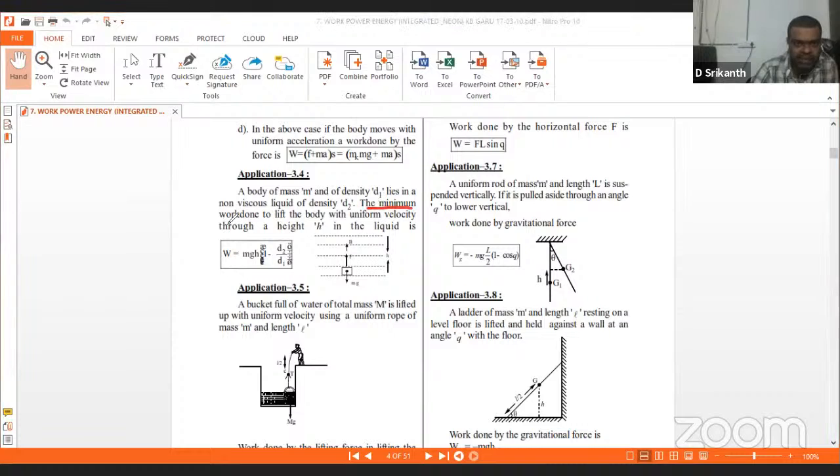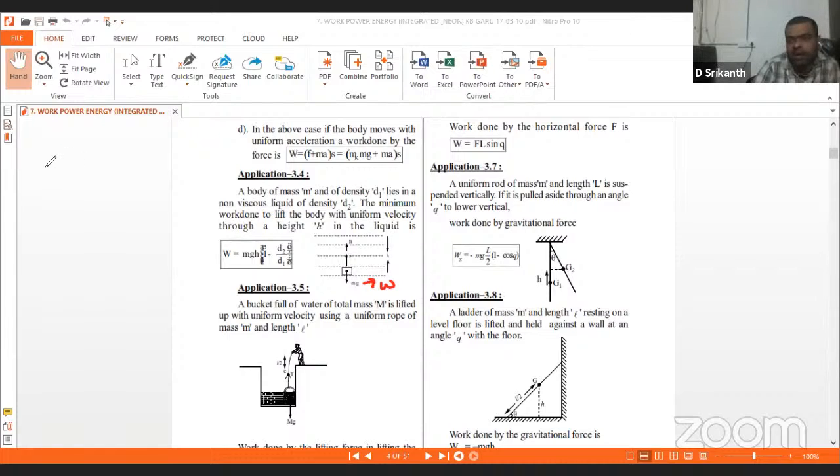Now, what is the minimum work done to lift the body with uniform velocity through a height h in the liquid? Here we are having a non-viscous liquid. Initially we are having a mass m. From the center of the object vertically downwards, we are having the weight. Towards upwards, we are having the tension T. It is rising to a height.